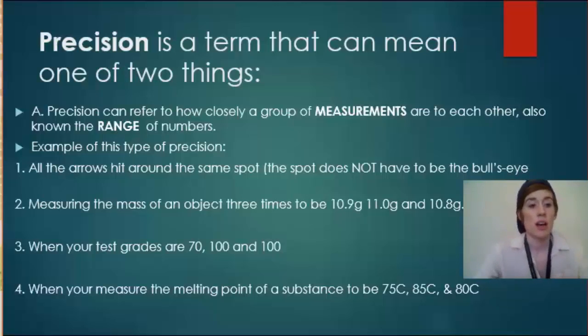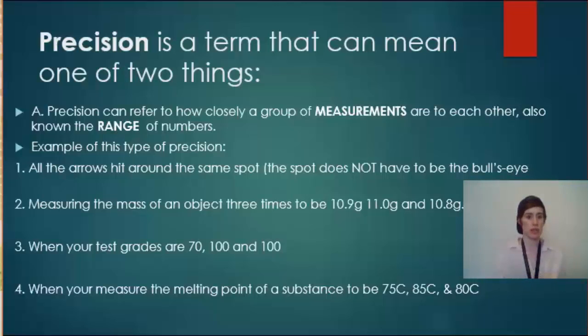Number 2, when you measure the mass of an object 3 times, okay, and the first time it comes out to be 10.9 grams. The second time it comes out to be 11.0 grams. And the third time it comes out to be 10.8 grams. What's our range of the data? Well, the highest number was 11. The lowest number was 10.8. So our range is 0.2 grams. That's really precise. That means every time he measured this object, his measurement only fluctuated 0.2 grams. So really close data. They're all very near the same value.